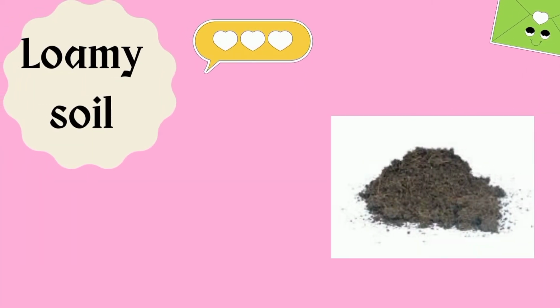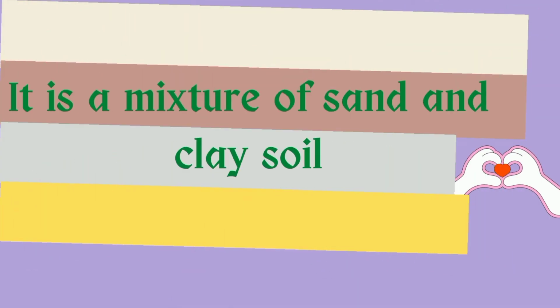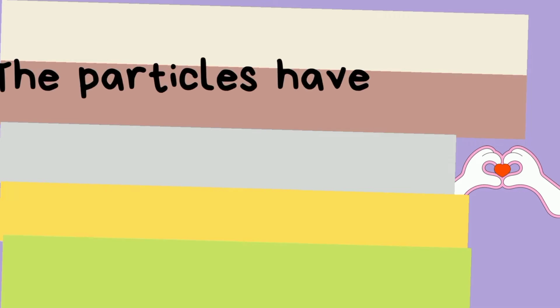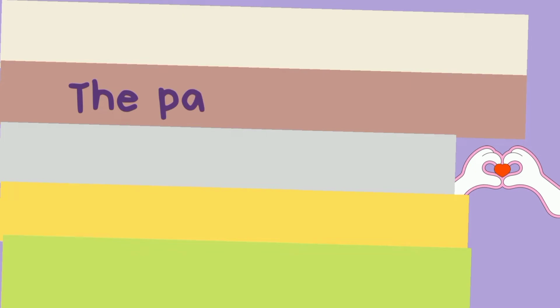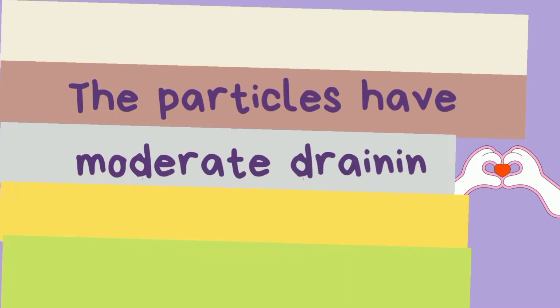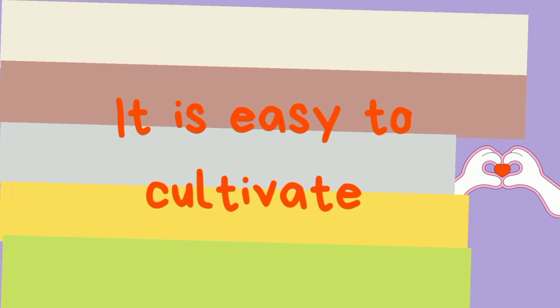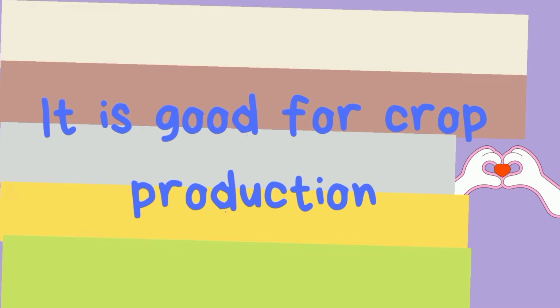While the loamy soil, which is another type of soil, is a mixture of sand and clay soil. In fact, it is the best soil for farming. It has a high quantity of organic matter. The particles have moderate drainage capacity. It is easy to cultivate. And again, it is good for crop production because it contains organic matter.